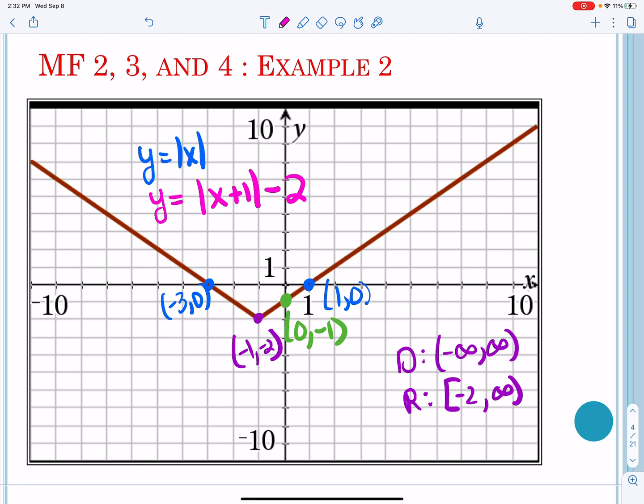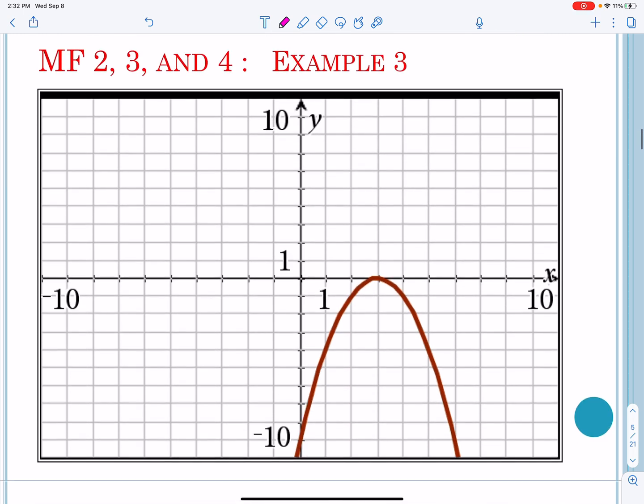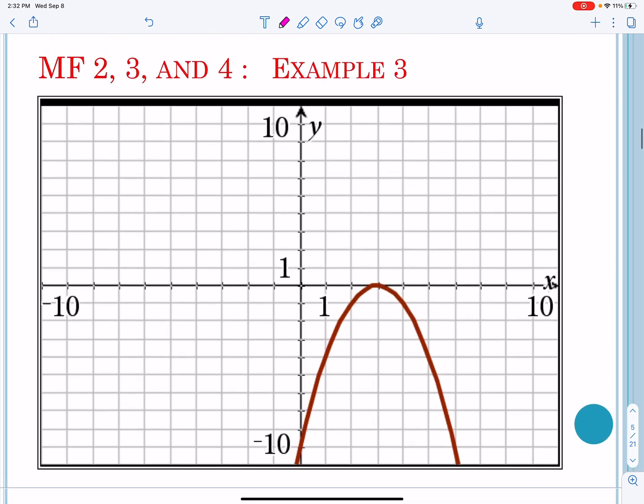Okay. On example 3, I would like you to do the same thing. Example 3, x and y intercepts, and so on. I would like you to see if you can come up with the equation. Okay.